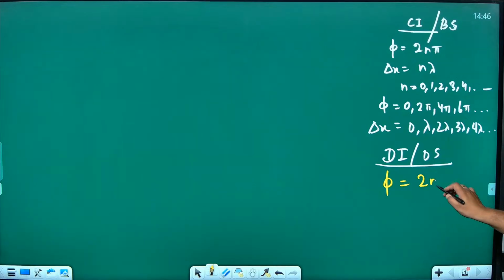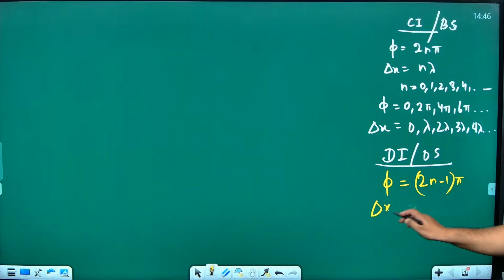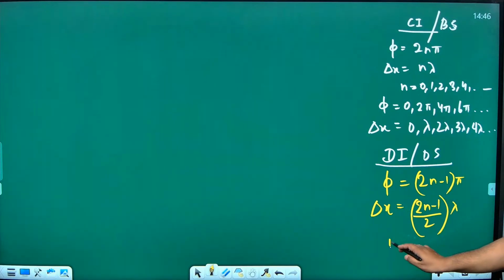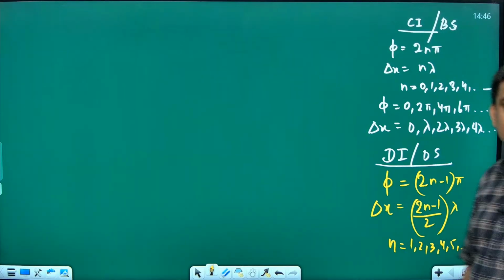Phi should be (2n minus 1) into pi, and delta x, which is the path difference, should be (2n minus 1) by 2 into lambda. But here the check is that n does not start from 0, it starts from 1: 1, 2, 3, 4, 5 and so on.